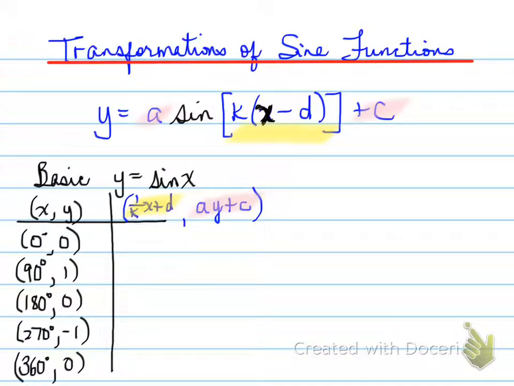Alright, and the y values involve the outside, and this is always true. This particular transformation part is always true. It never changes.